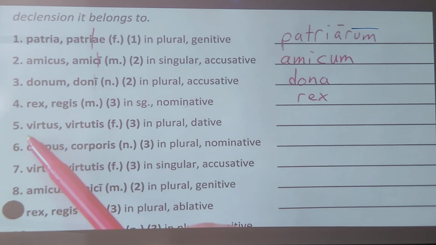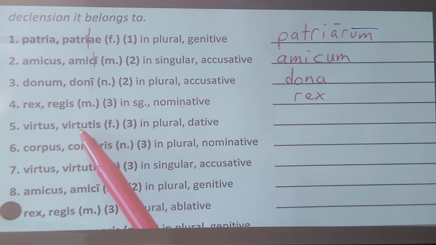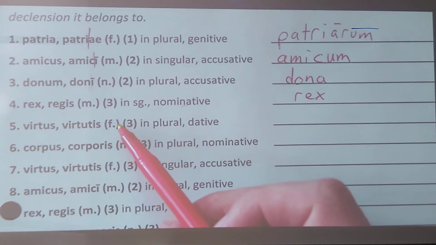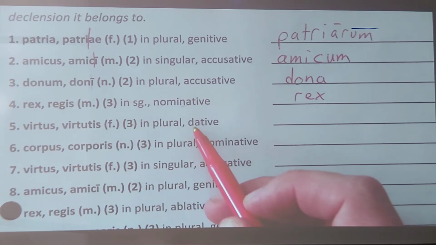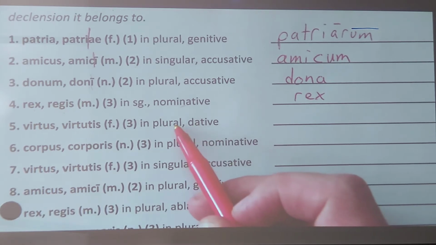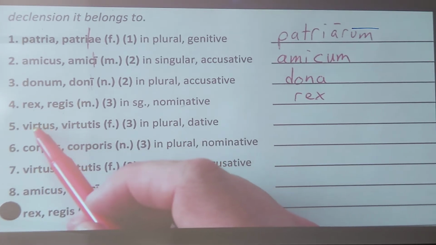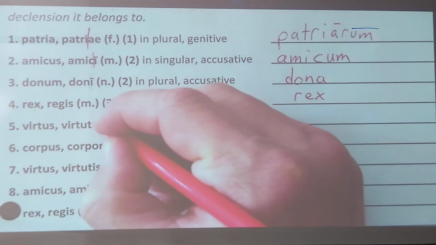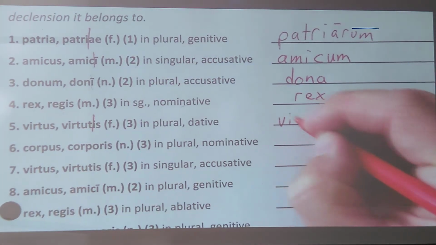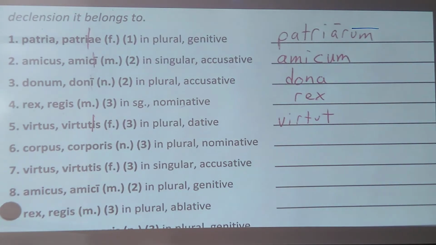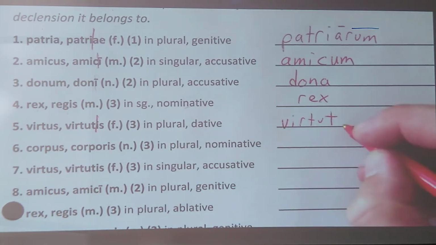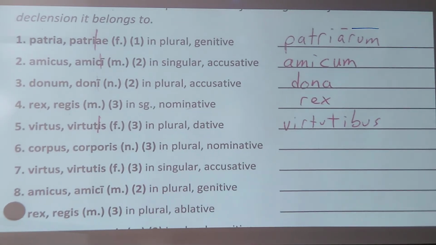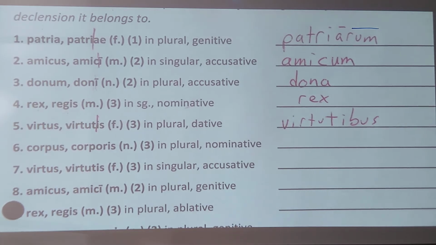We'll do number 5. Let's see, we have virtus, virtutis, which is a feminine noun of the third declension, and we're going to decline it in the dative plural. So we follow our steps. We go to the genitive singular, we chop off that ending, we're left with virtut, and we add the dative plural ending, which for the third declension is going to be ibus. So virtutibus.